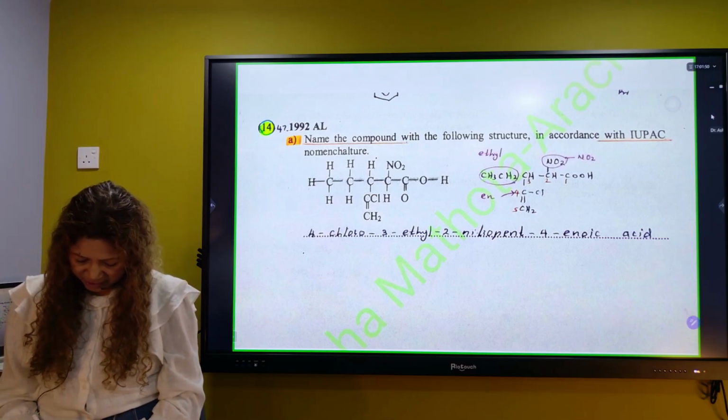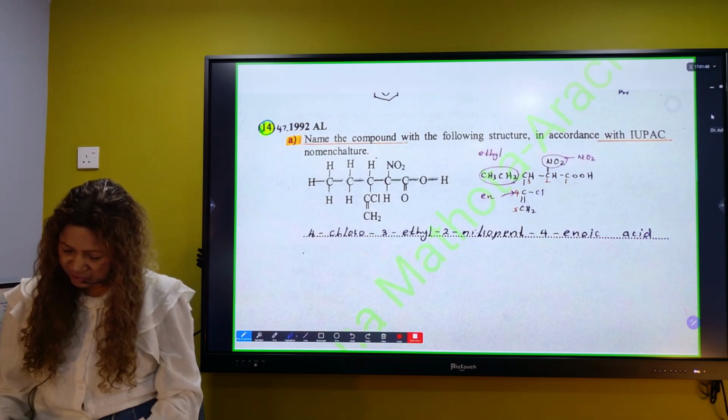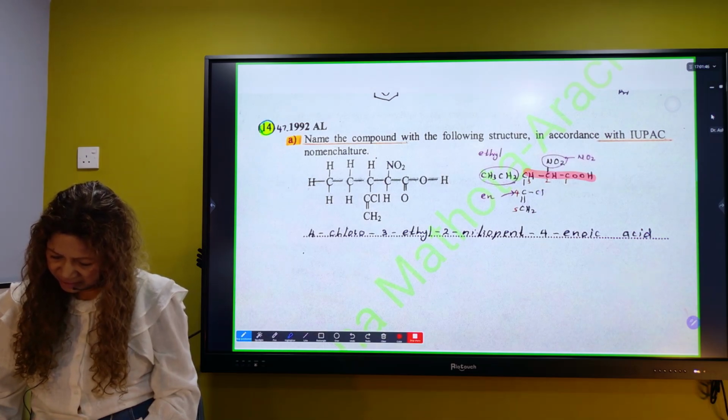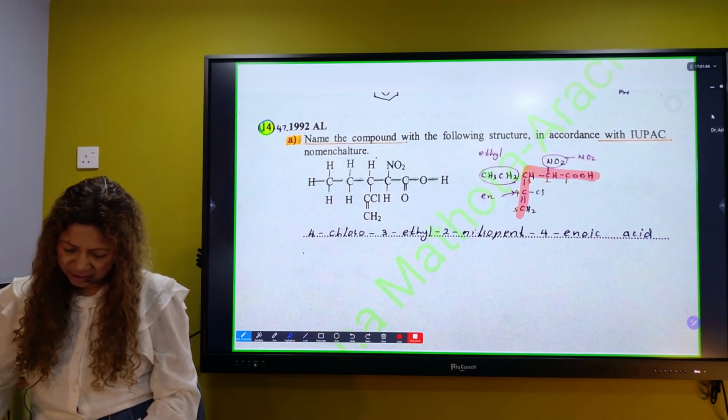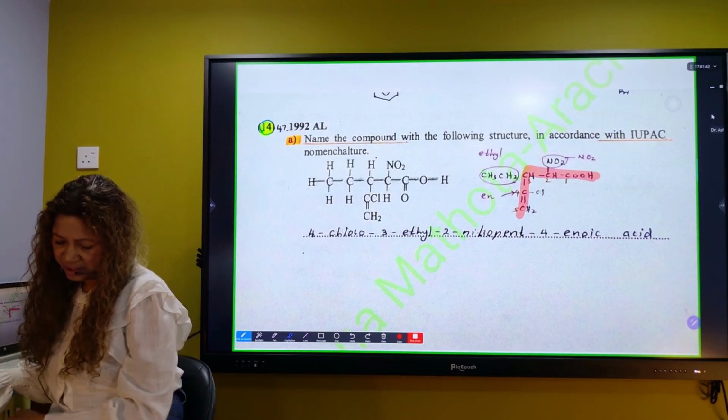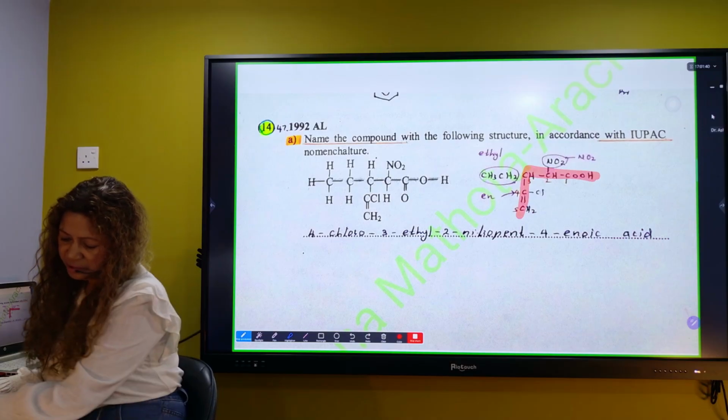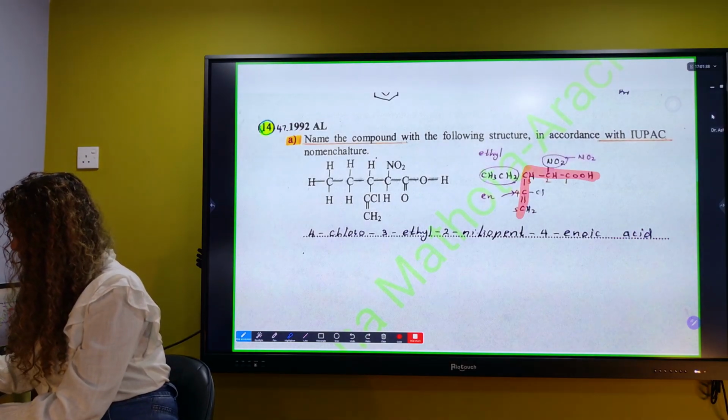This kind of a structure, I feel this structure is a little weird, so I drew my own structure. See, very easily you guys can see this: 4-chloro-3-ethyl-2-nitropent-4-enoic acid.